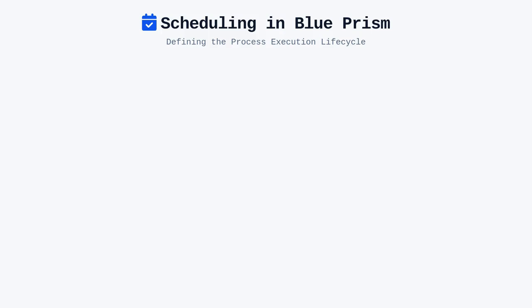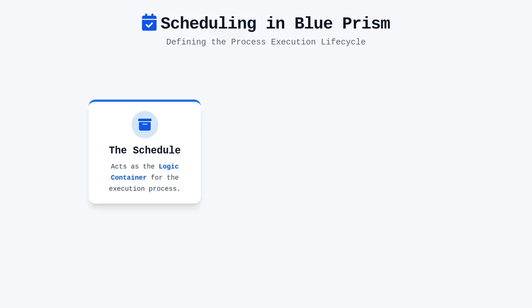Scheduling in Blue Prism is not merely about setting a clock. It is about defining the life cycle of a process execution within the control room. When you enter the schedule management area, you are provided with tools to define recurring tasks that trigger specific processes on designated resources. You begin by creating a schedule, which acts as a container for your execution logic.